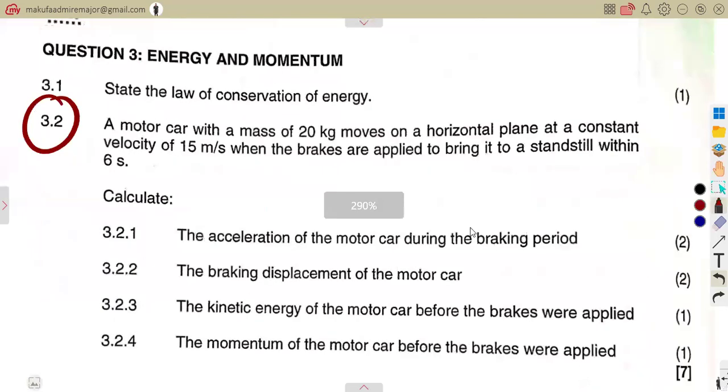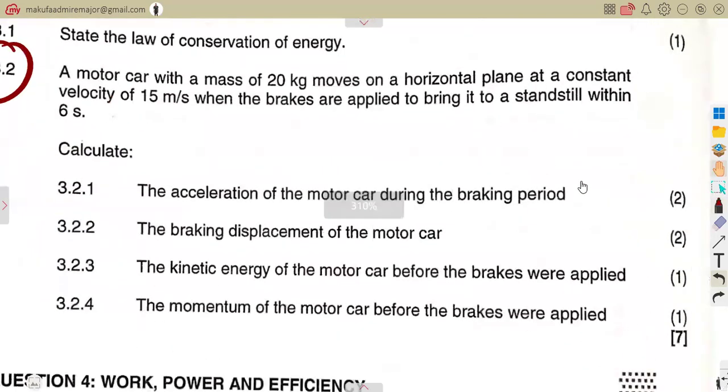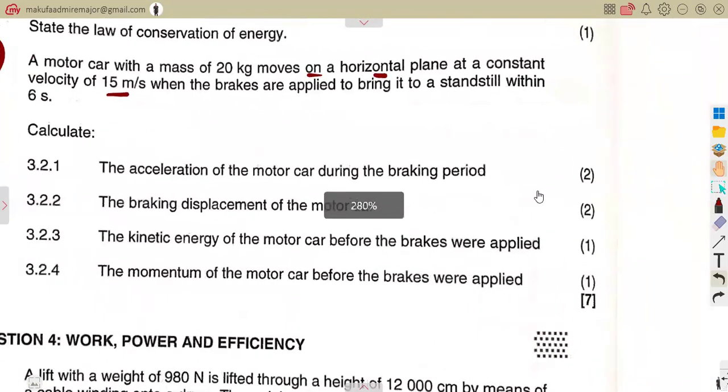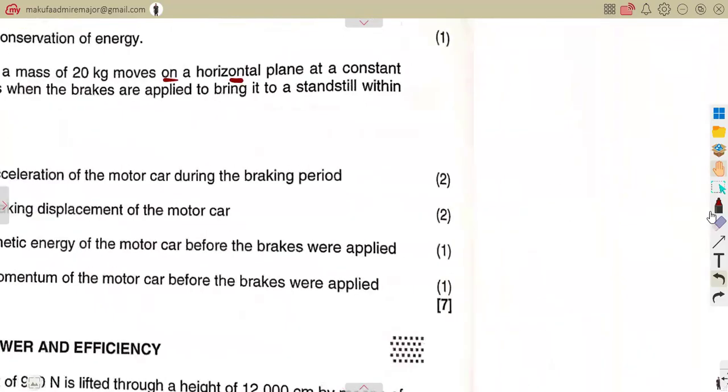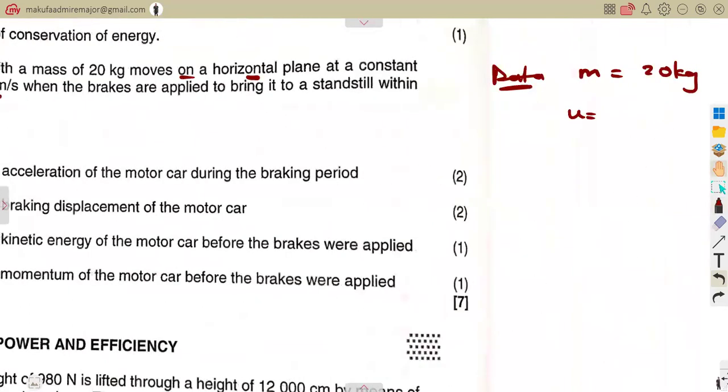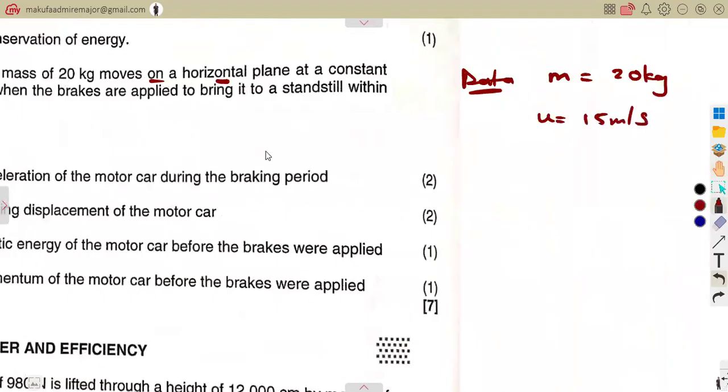3.2, a motor car with a mass of 20 kilograms moves on a horizontal plane at a constant velocity of 15 meters per second. Okay, so let's see what's happening here. This is what you're given. It has a mass of 20 kilograms, moving at a constant velocity of 15 meters per second. That's initially our velocity is 15 meters per second.